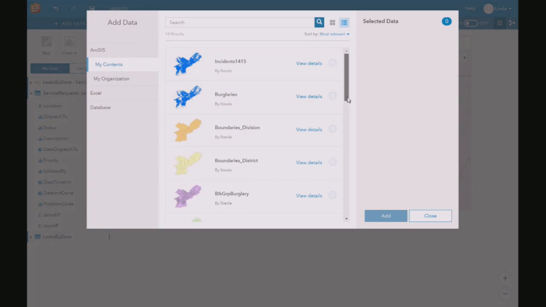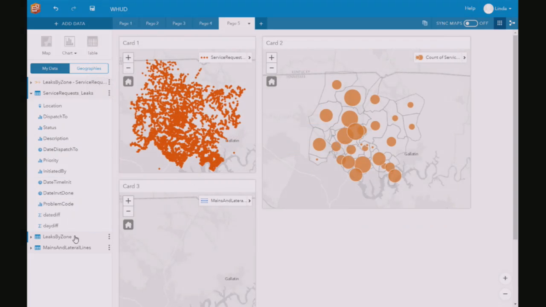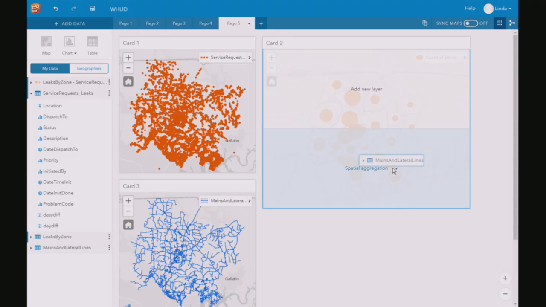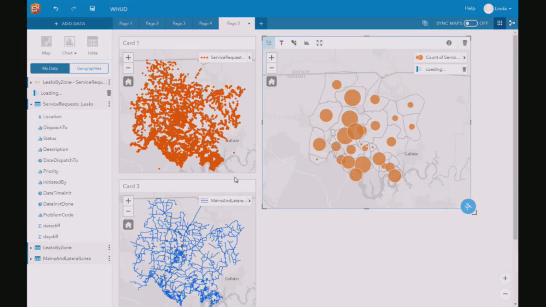Let's get the water lines, add that in. Now I can aggregate that to the same data set that I had before. And this time I want to add in some statistics. So I want to find the total length of each one of my water mains within each one of these areas. So now I'm calculating a slightly different thing. We see a slightly different pattern between those two. There's a lot of overlap, but it's not exactly the same.